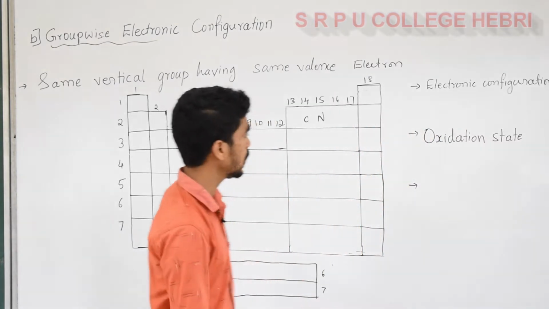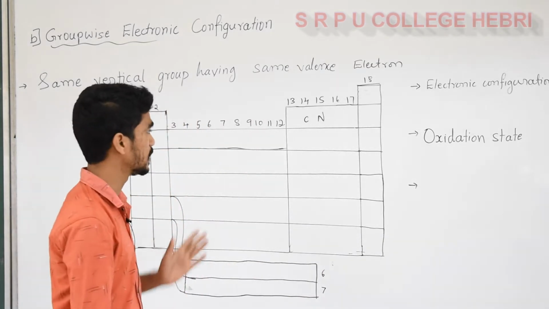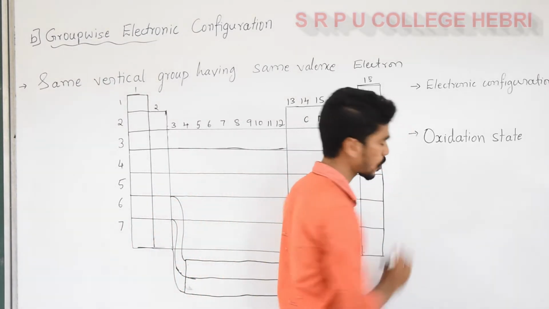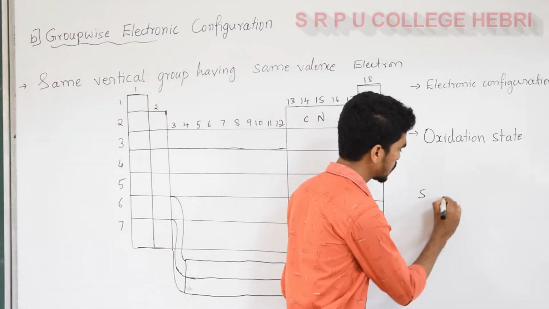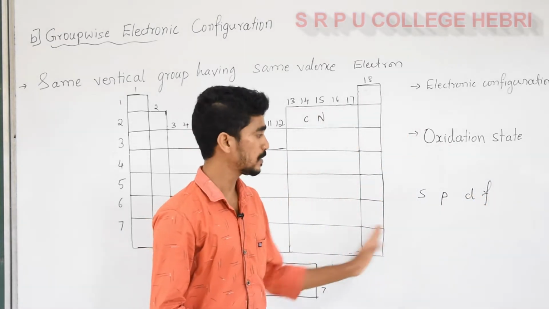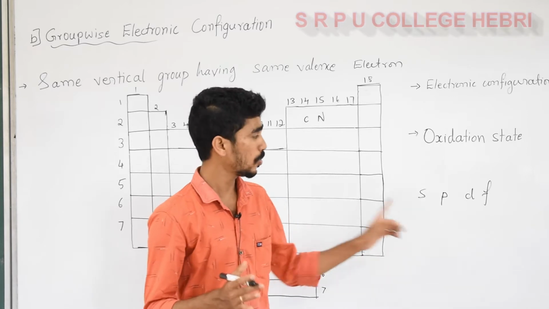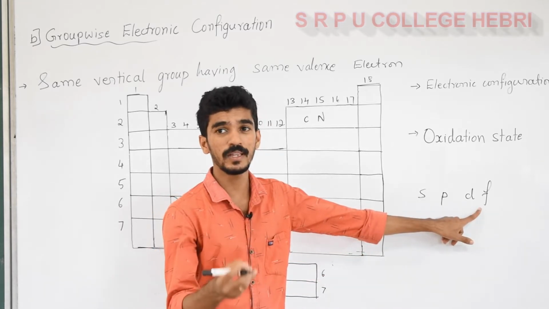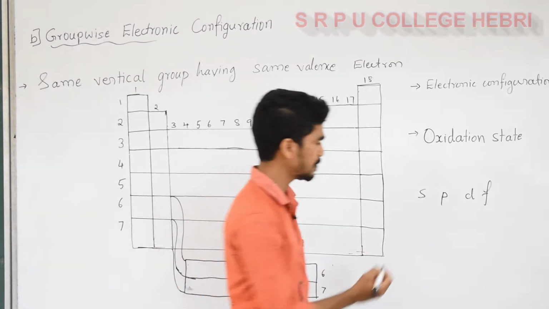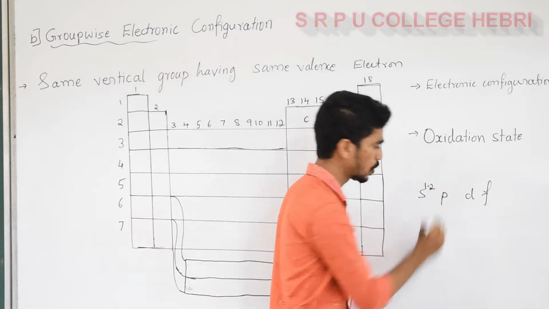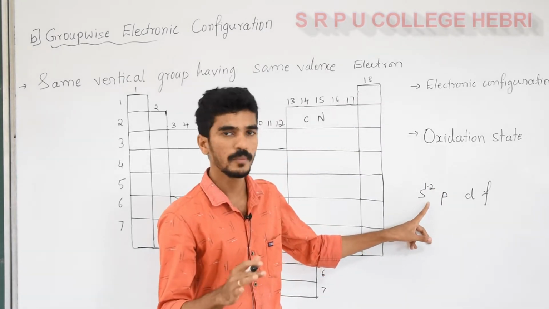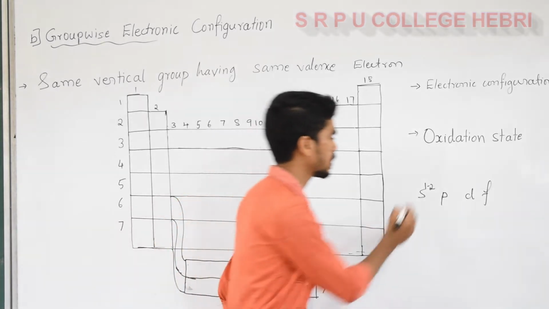Now we'll move on to group wise electronic configuration. There are 4 orbitals, which are S, P, D, F. By using only these 4 letters, we can fill electrons into a particular orbital. In the S orbital, we can fill a maximum of 2 electrons, minimum 0.